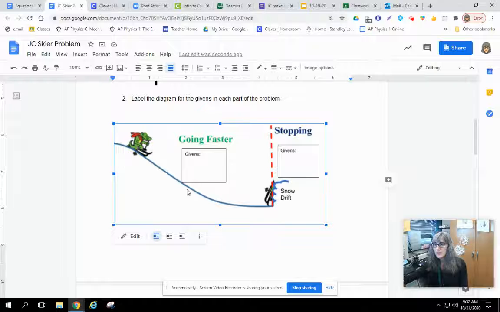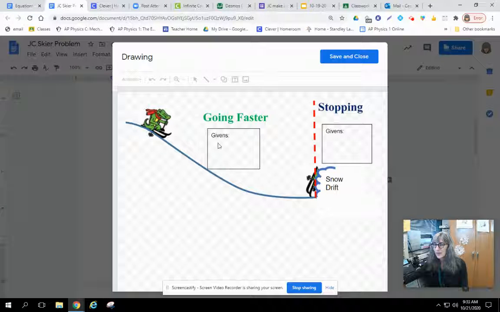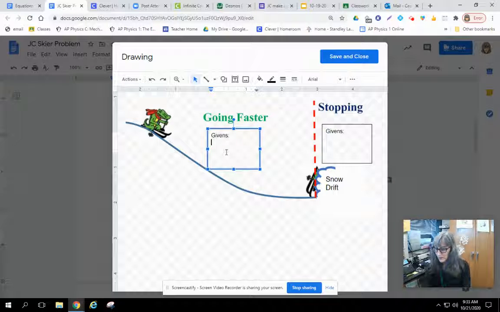So again, we click on our diagram and click Edit. It'll take a second before it allows you to edit. Once you get a cursor, you can start writing. We know our skier starts from rest, so VI equals 0. They tell us in the problem that the acceleration is 3 meters per second squared. And we also know that she does this for 15 seconds.